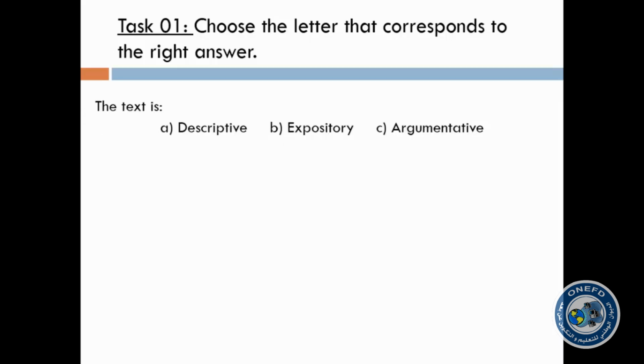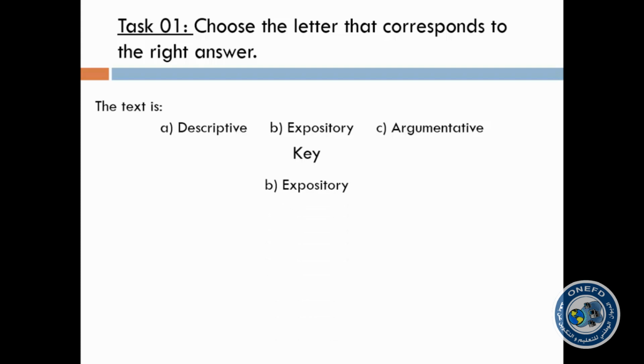Task 1. Choose the letter that corresponds to the right answer. So this is a standard question that you would find in your baccalaureate exam to identify the type or the pattern of the text. So the text we have read is it a descriptive text, or expository, or argumentative? Feel free to go back to the text, read it carefully and try to see what its type is. So, key. The text is expository.